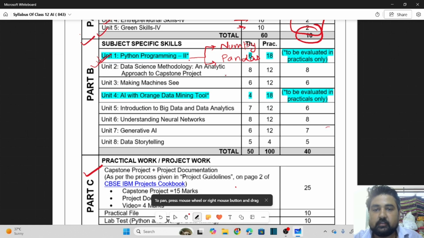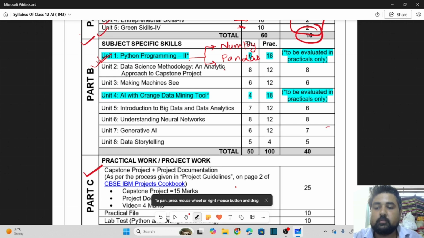Handling missing data: if data is given and some of it is missing, we use pandas and numpy to handle that missing data. And one more topic is the linear regression algorithm, which must be based on numpy and pandas.